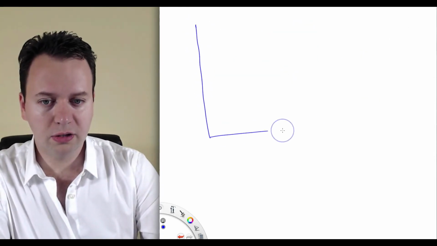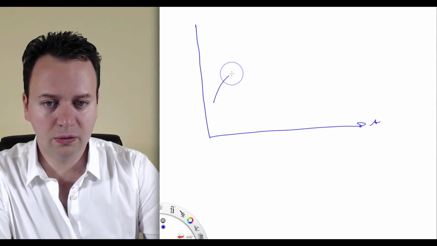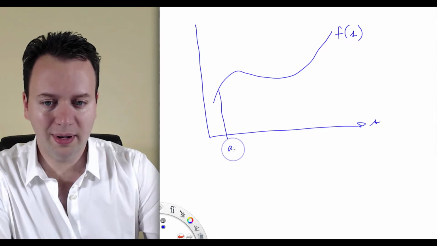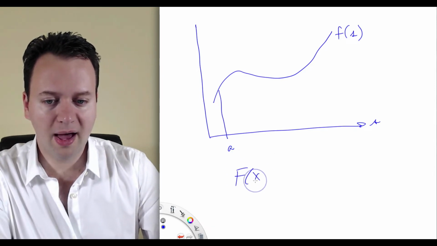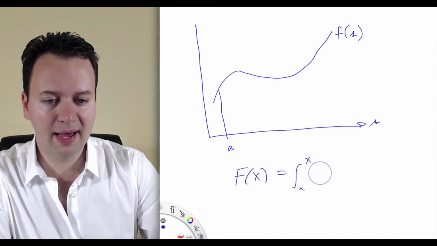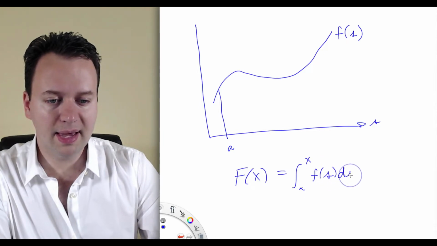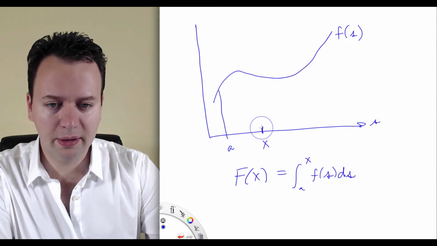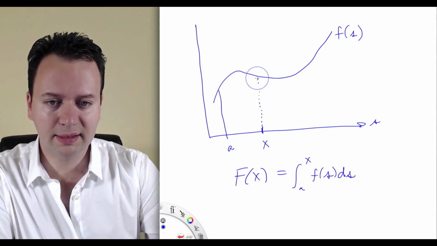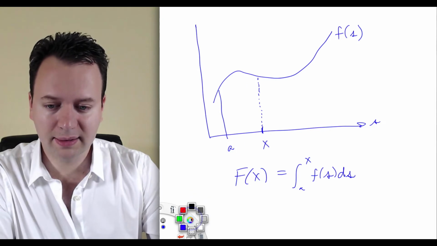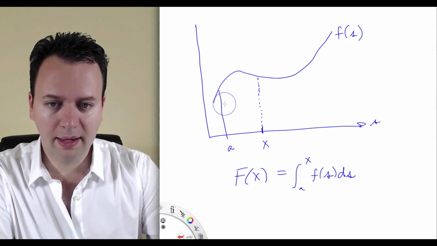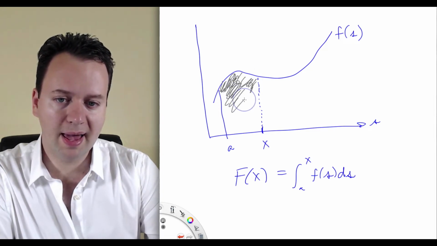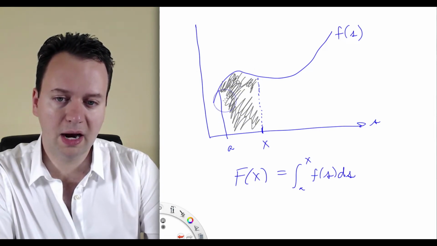So let's draw just f of s. Suppose we have some function like this, f of s, and here's the point a. So we define this capital F of x as the integral from a to x of little f of s ds. What that means is that x is the upper endpoint. So if I say that's x, and I integrate from a to x, I get the area under the curve between a and x. So it's this area right here.